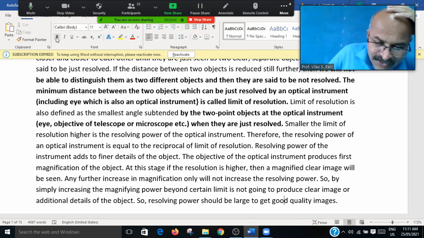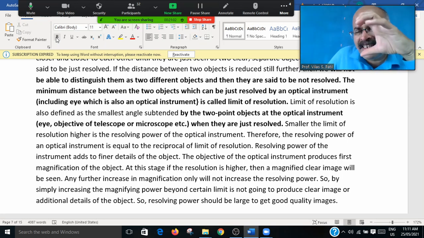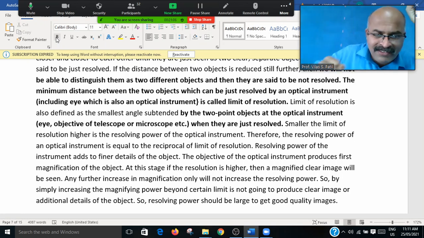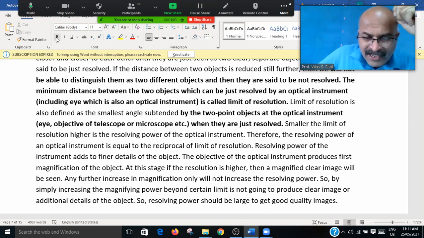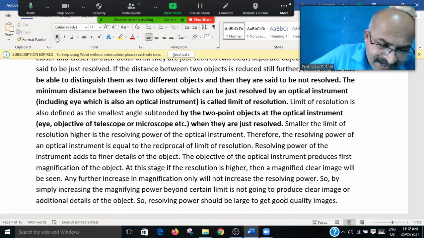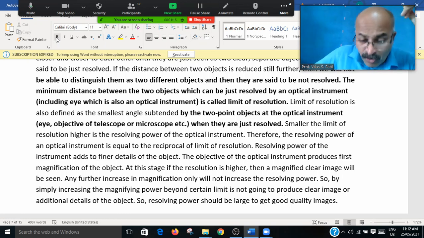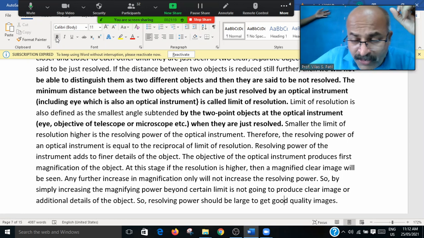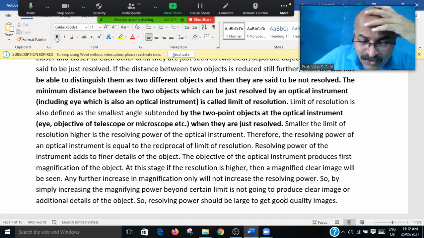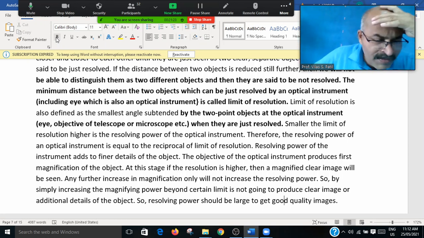The objective of the optical instrument produces the first magnification of the object. The objective manje je object cha jawal aste, telescope kiwa jala apan telescope manto je doyacha jawal aste, object cha jawal aste. Therefore the resolving power, apan bagitla resolving power of the instrument adds the finer details of the object. An objective of the optical instrument produces the first magnification of the object. At this stage, the resolution is the higher, then the magnified clear image will be seen.